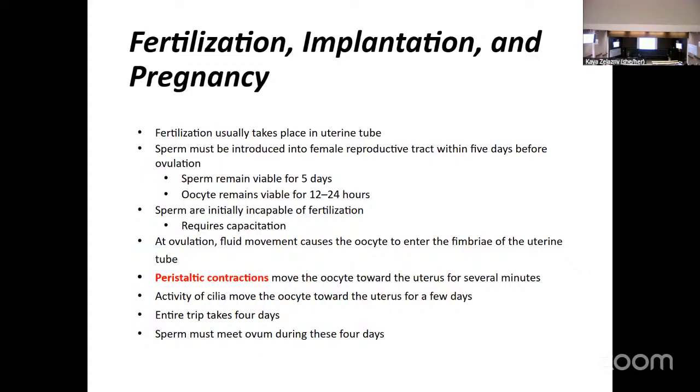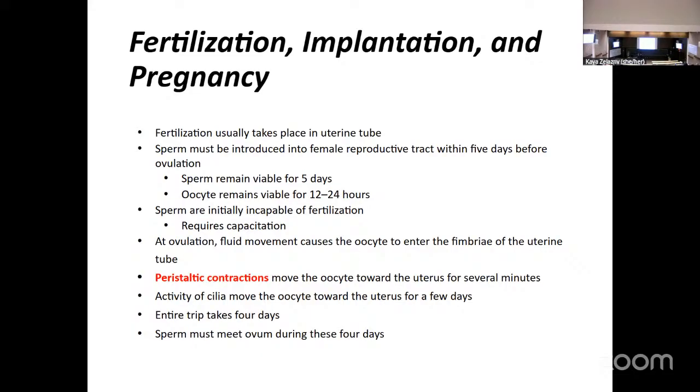Okay. So the sperm are swimming up into the uterine tube, and the oocyte is coming down to meet them. So from ovulation, we have that antrum bursting, spitting out our oocyte with a little bit of extra tissue still around it. And that fluid movement is going to have the oocyte getting caught by those fimbriae, those fingery processes at the end of the uterine tube.